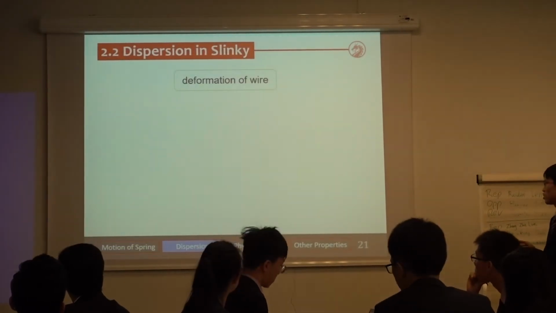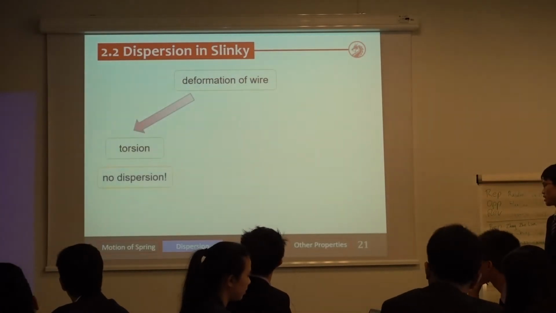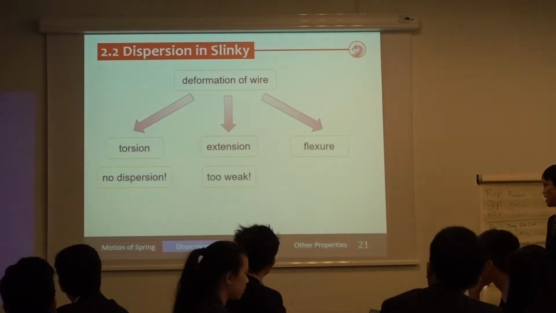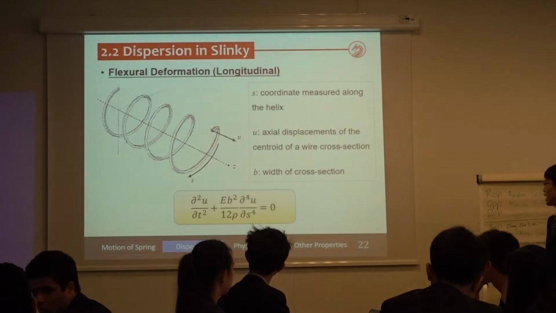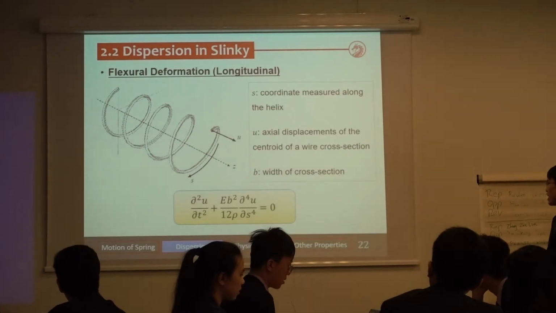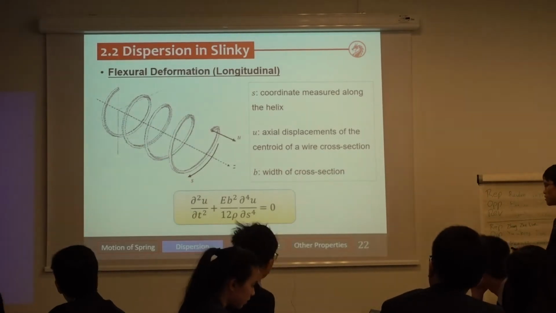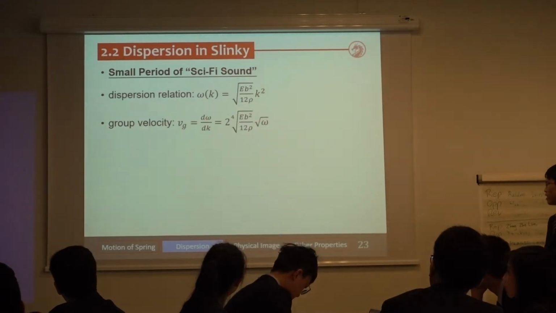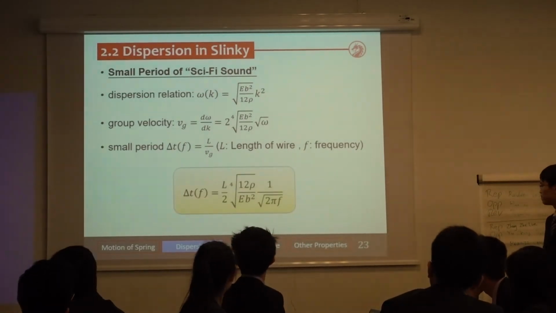Then let's focus on the most important part, the dispersion. First, the deformation of the wire has three parts. First, torsion. Unfortunately, there is no dispersion. The next is extension. Unfortunately, it's too weak. The remaining one is flexure, and I suppose that flexural deformation causes the dispersion in the slinky. Here is the flexural deformation, longitudinal along this axis, and here's the wave equation where S is the coordinate measured along the helix, U is the axial displacement of the centroid of the wire cross-section, and B is the width of the cross-section. Using the wave equation, we may obtain the dispersion relation and the group velocity. Finally, delta T as a function of f, L over Bg, can be obtained, showing this formula.